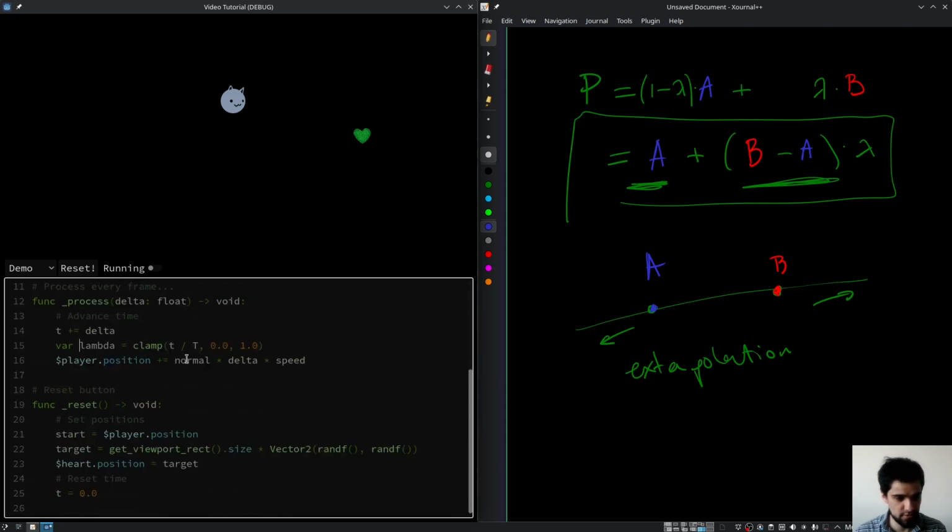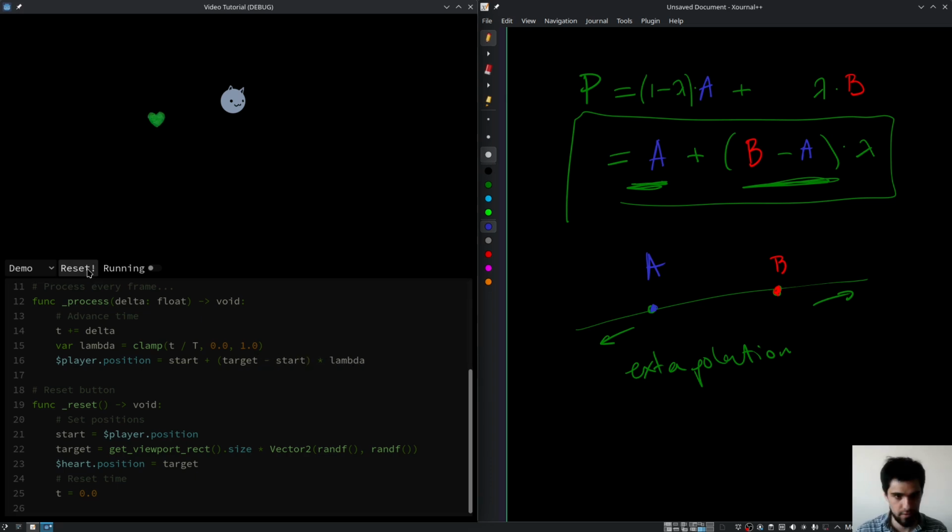So now that we have lambda, and we do need to make it a variable, we can now find what the player position should be. The player position should be equal to the start position plus the target minus the start position times lambda. And so if we reset it and set it to running, it's always going to reach the heart in 2 seconds, no matter how far or how close the heart is. So we go 1 and 2, 1 and 2, 1 and 2.